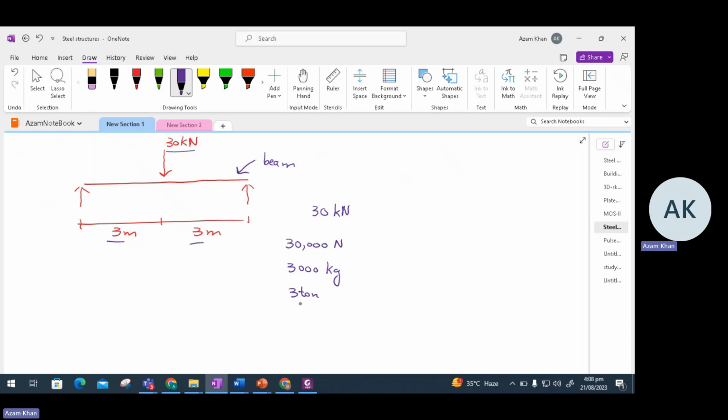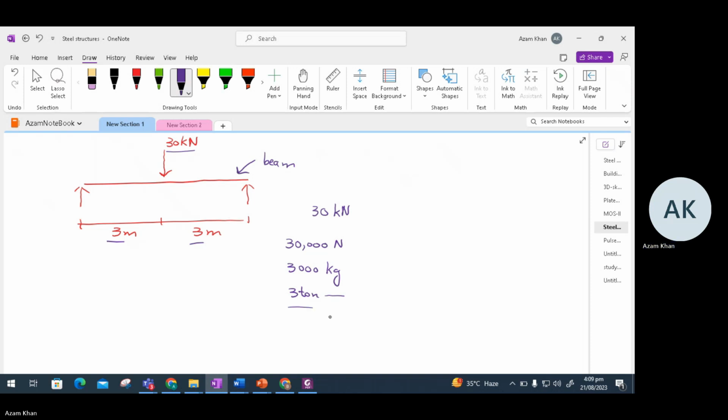When someone tells me a 3 ton load, I always go and think of an ordinary car. An ordinary car, if I assume, is 1 ton. So this is equal to the weight of 3 ordinary cars which are placed over here. So that is the magnitude of the load. Someone has parked 3 cars on top of each other, and that load is aimed to be transferred to the support. That's what 3 ton means.